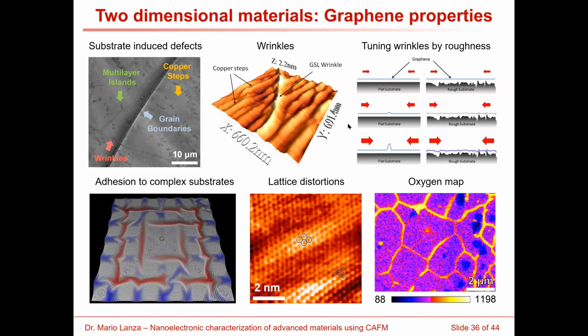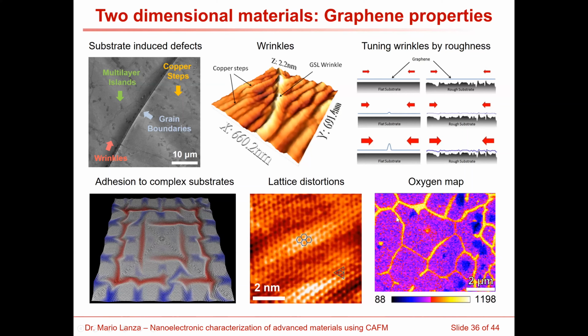And actually, I analyzed this with the conductive AFM. I could quantify what is the height and what is the width of the wrinkles. We developed one method to reduce the amount of wrinkles by increasing the roughness of the substrate. And we also analyzed local defects of this material using scanning tunneling microscopy and some atomistic simulation.